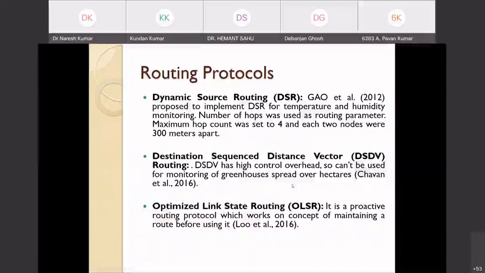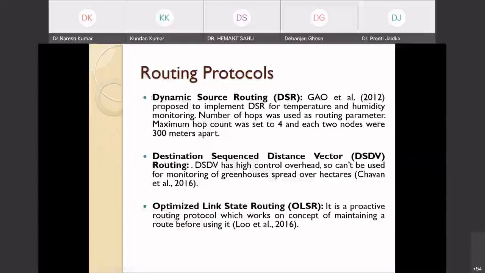And there are the routing protocols which are otherwise used in other computer networks also. This is dynamic source routing. Gao et al. in 2012 proposed to implement DSR for temperature and humidity monitoring. It was based on the number of hops used as the routing parameter, the maximum hop count was set to 4, and each node was 300 meters apart. So that was the success using DSR.